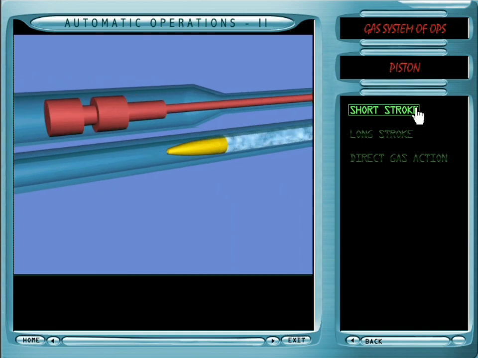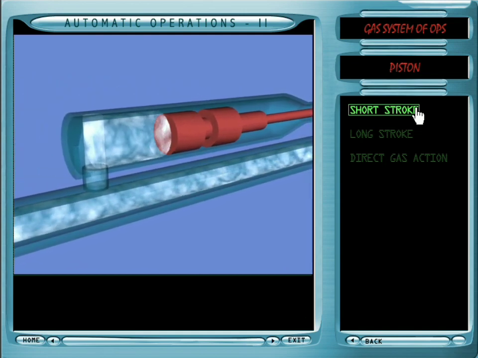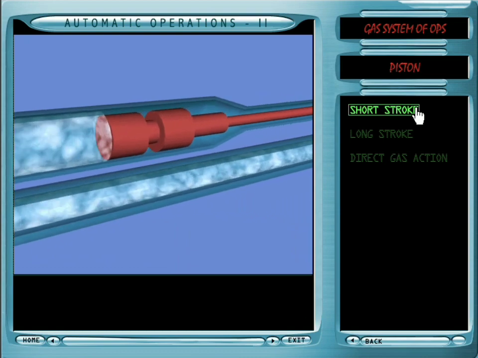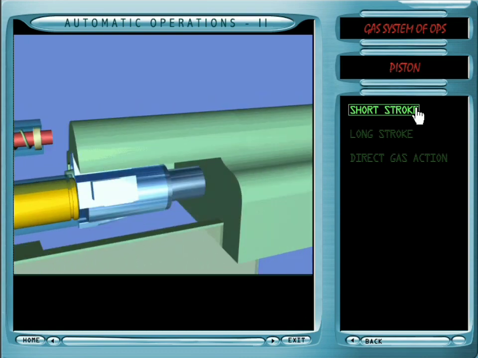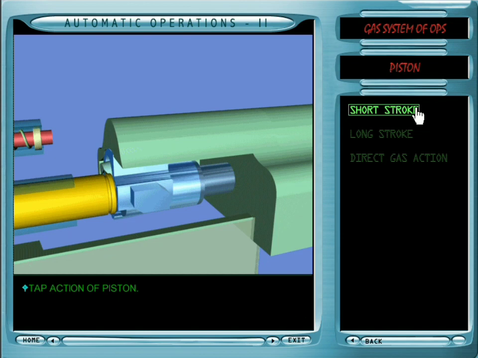Short stroke piston. In this type of piston, the gases act on the piston head, which in turn acts on the carrier. On completion of its work of imparting momentum to the moving part, it reverts to its original position with the help of a spring. This type of piston does tap action and normally does not move more than 3 inches. An example of this is the 7.62 mm self-loading rifle.